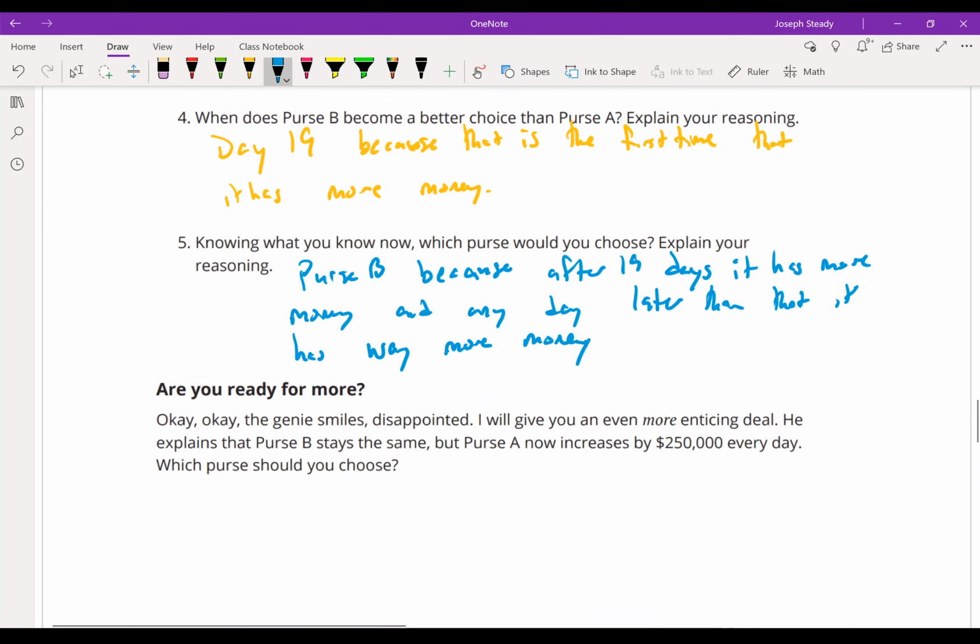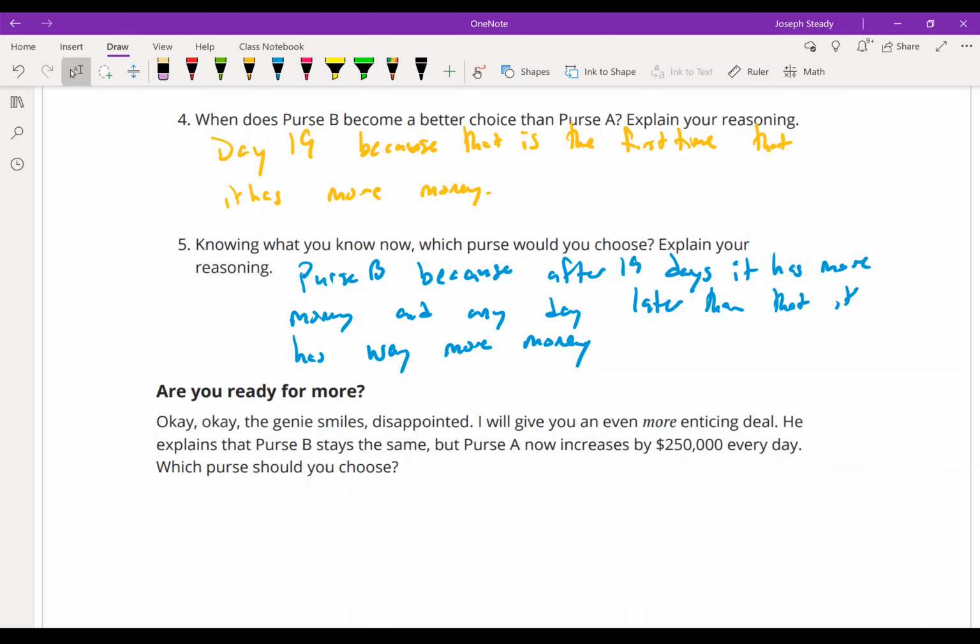Now, the Are You Ready for More for this problem, I'm not going to do out right now, but I want to point something out to you. In this Are You Ready for More, they tell you that purse A is now going to gain $250,000 every day. Not just $200 anymore, $250,000. But I want you to keep in mind when you look at this problem that purse B, even though it started with a penny, had almost $11 million after 30 days. So keep that in mind as you try to decide on this Are You Ready for More?